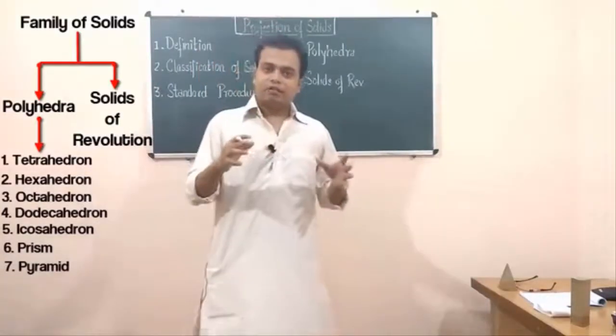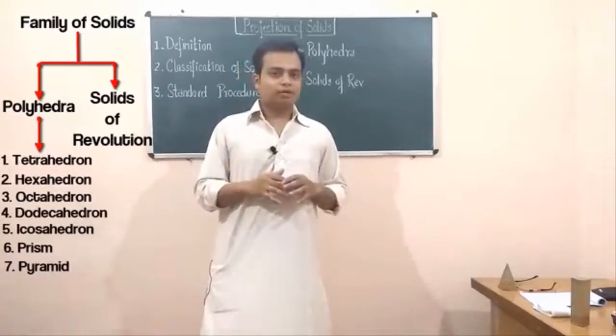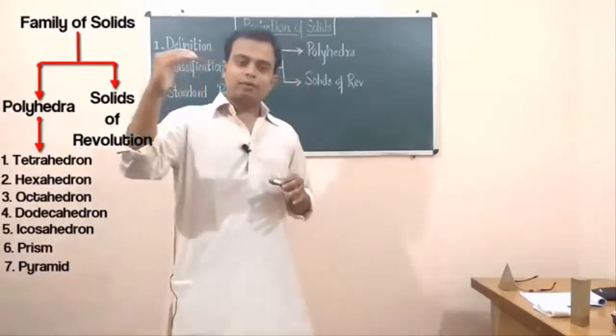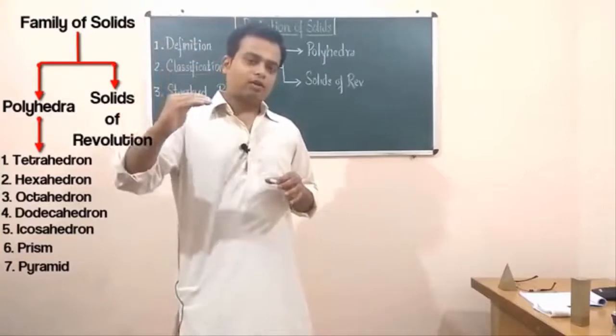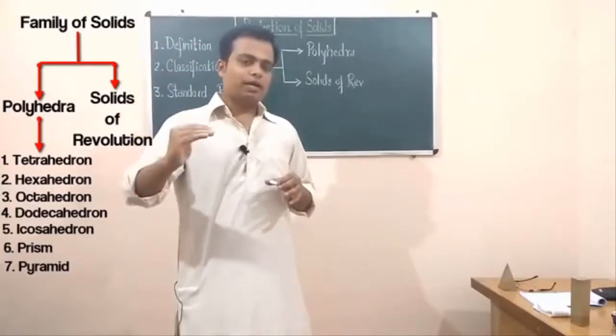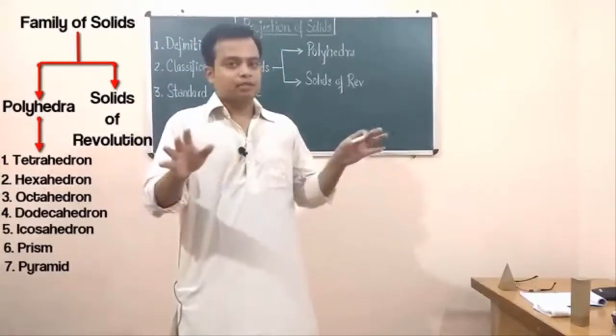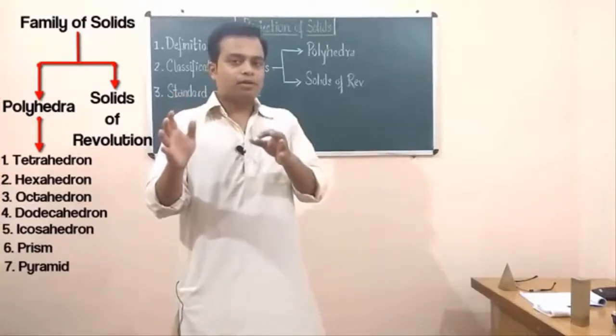Okay, so guys, until now we have spoken about 7 types of polyhedrons. We started off with tetrahedron, then hexahedron, then octahedron, then dodecahedron, then icosahedron, then prism, then pyramid. That's it. Those are the 7 types of polyhedrons.